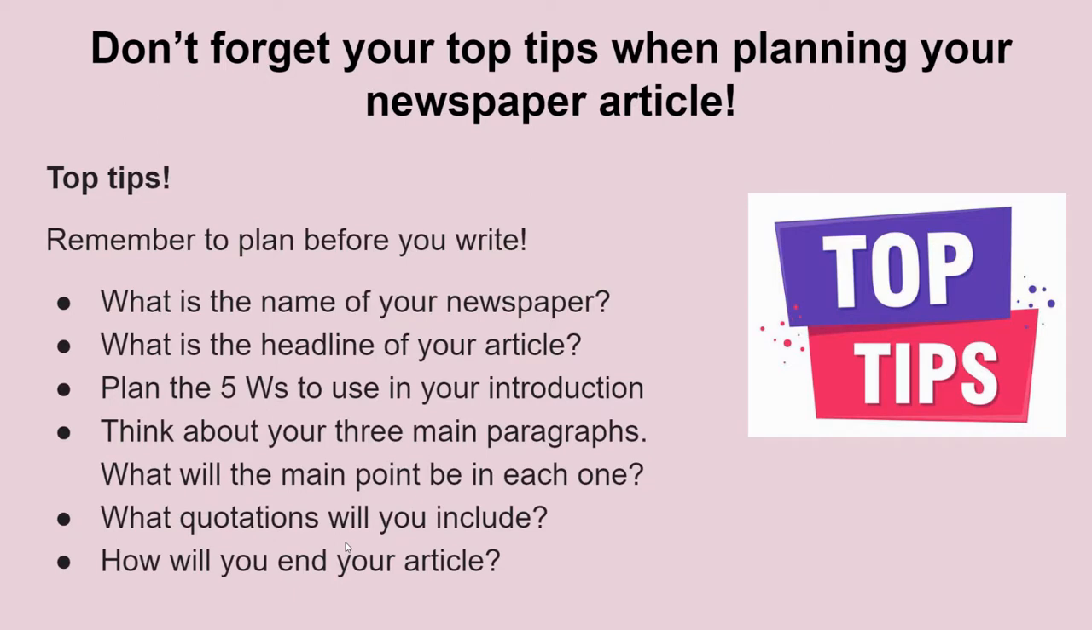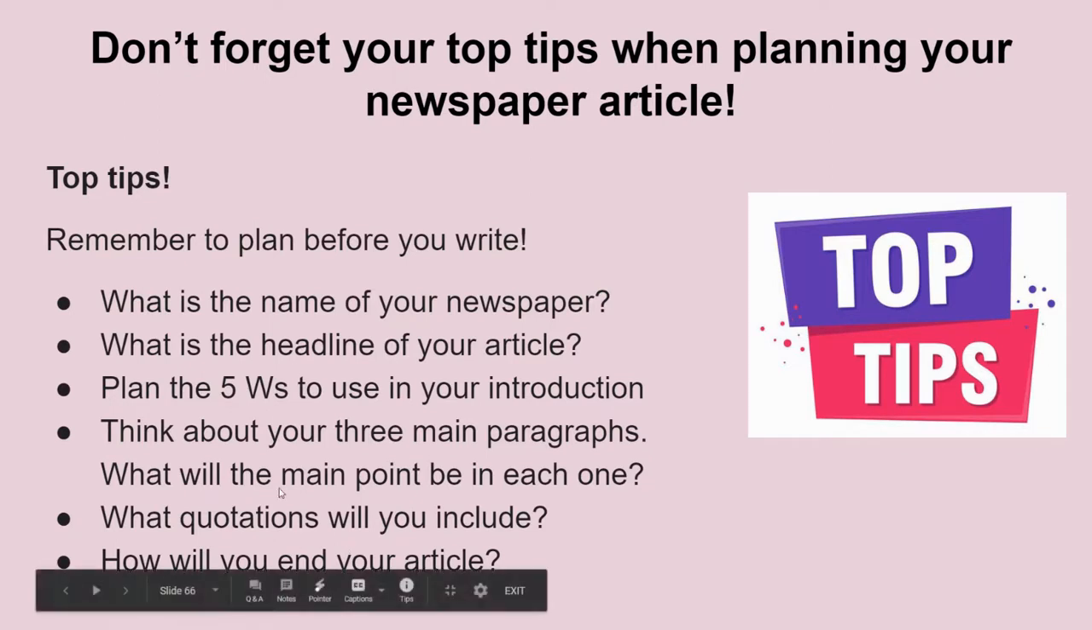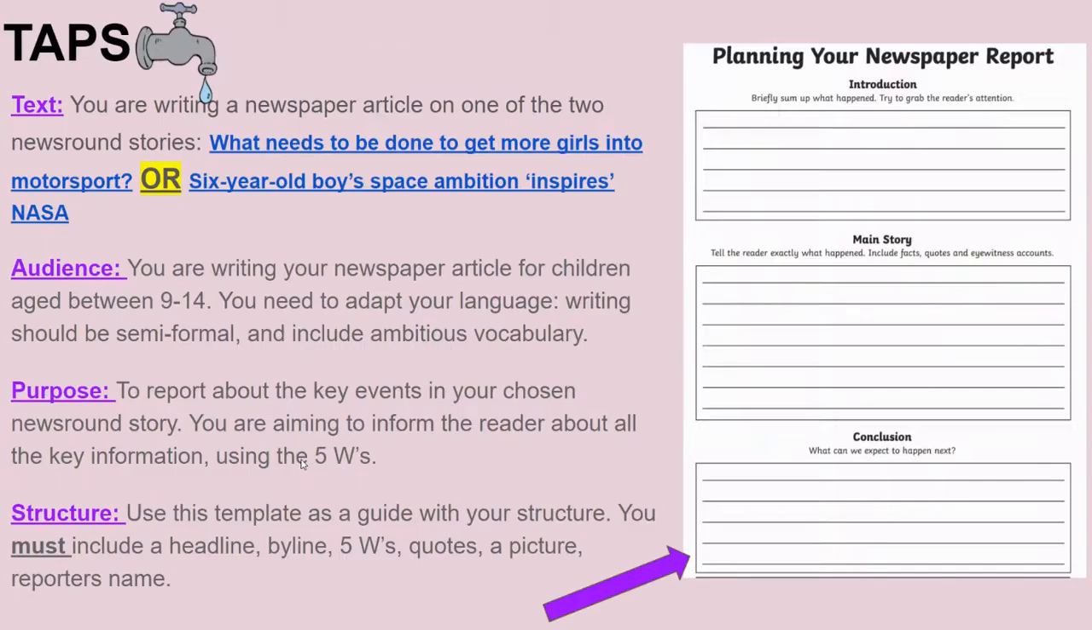You also don't want to forget your top tips. These are questions and things that you need to remember as you're going throughout. Can you tick these off as well in your planning? Now you need to remember as well your TAPS. Remember you're writing a newspaper article on one of the 2 Newsround stories. You are thinking about your target audience. So you are writing a newspaper article for children aged between 9 to 14.